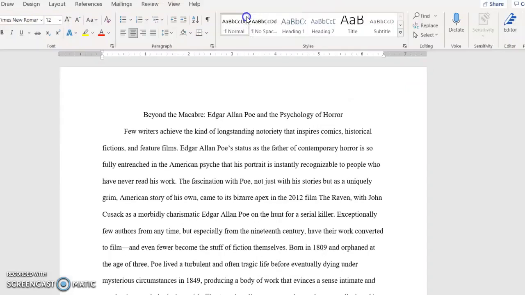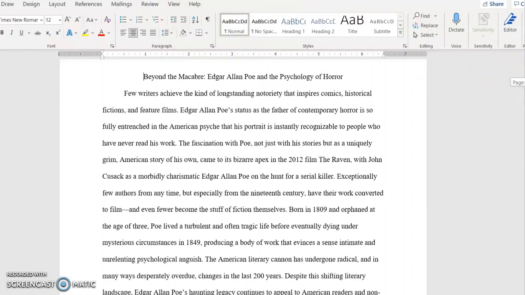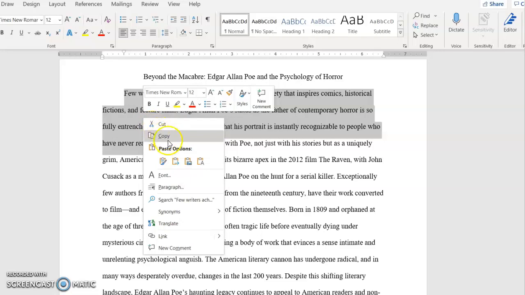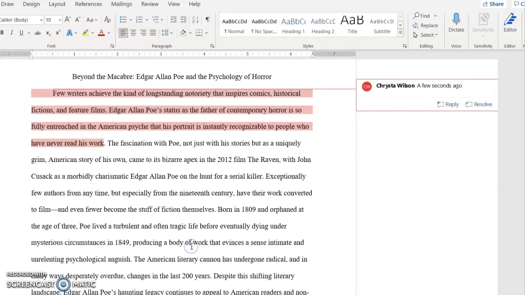So now I'm going to show you, this is an essay that I just submitted for a blog on Edgar Allan Poe, and I'm going to show you guys how to use comments. The easiest way, the way I usually do it, is I'll just highlight the section that I want to have something to say about, and then I will right click and go to new comment. And then it'll bring up this little thing on the side, and you can say like, hey, is this your thesis statement? By the way, that's not my thesis statement.